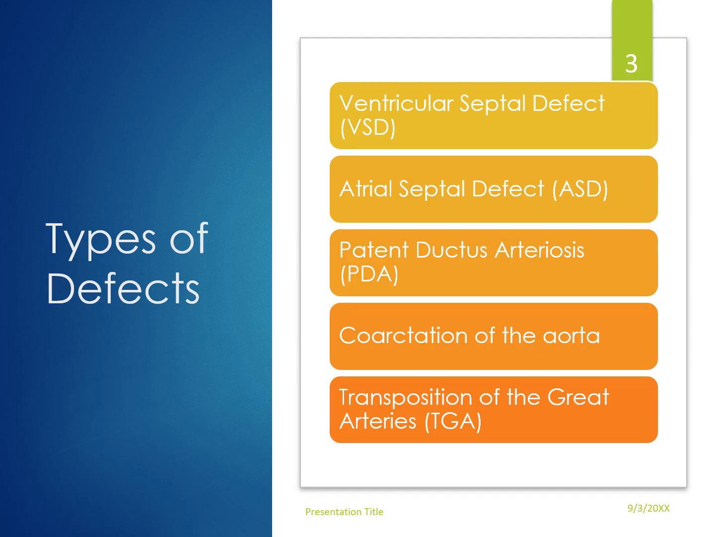So we're going to talk about right now what we call the VSD, which is, like I said earlier, the most common congenital heart defect. Talking about atrial septal defects, patent ductus arteriosus or PDAs, coarctation of the aorta, and transposition of the great arteries. So those are what we'll cover in our types of structural defects.